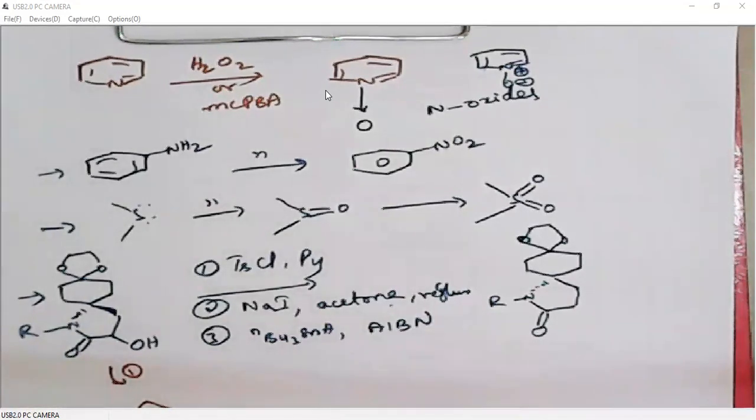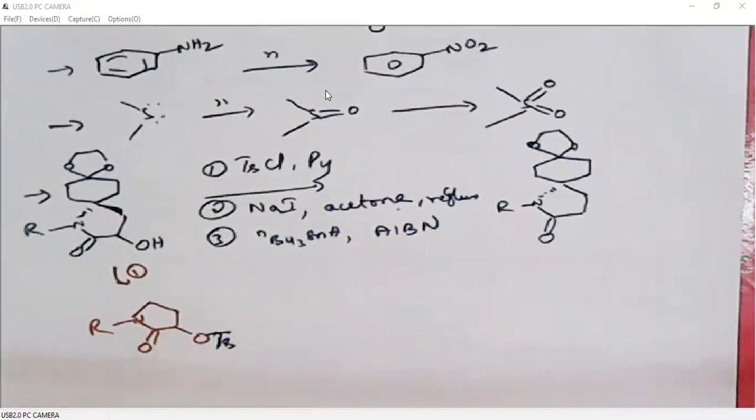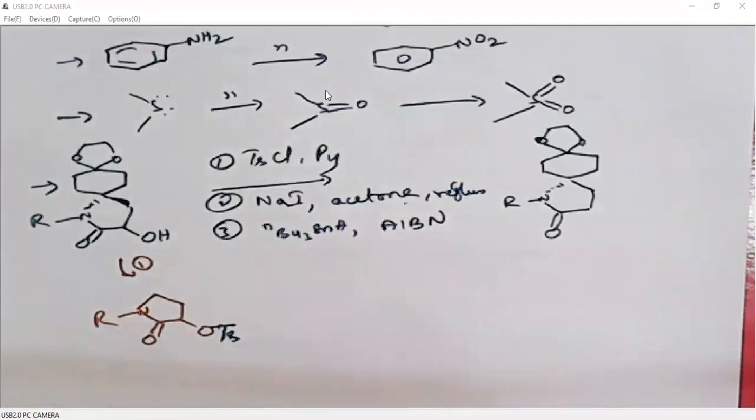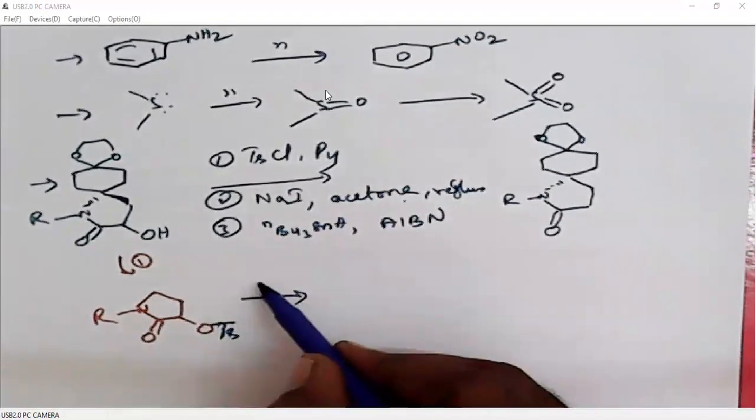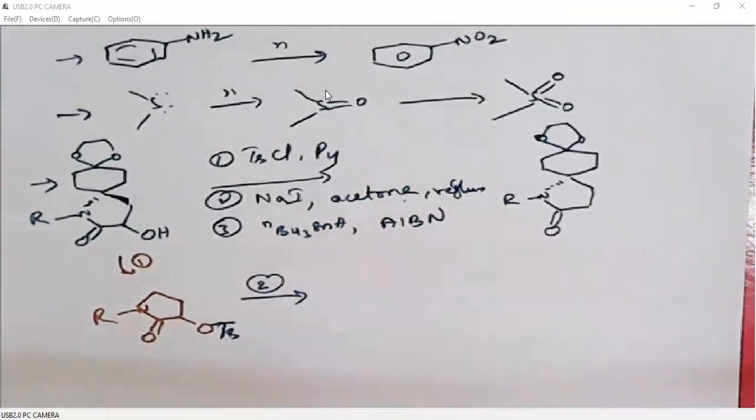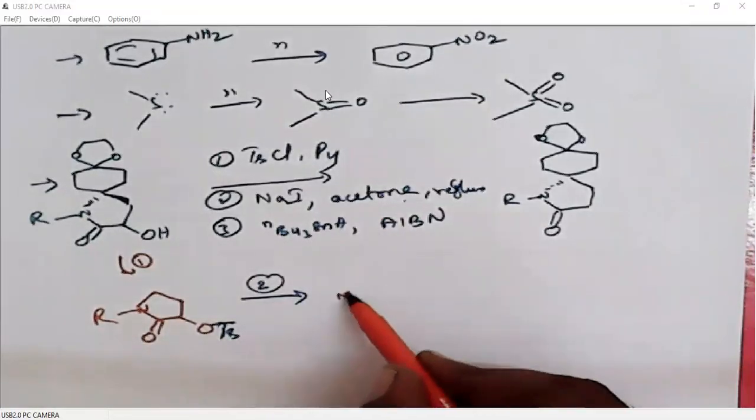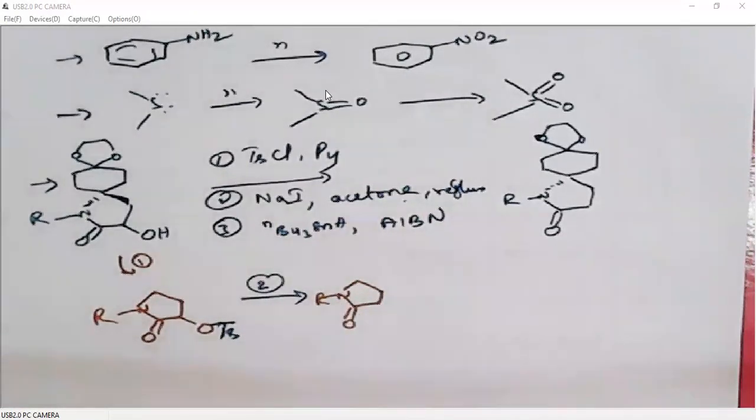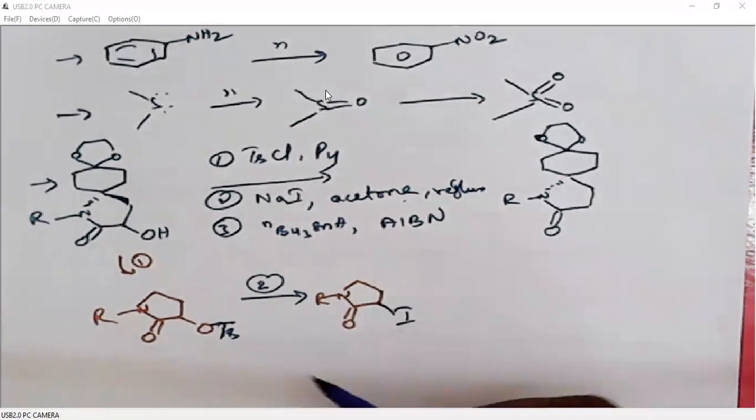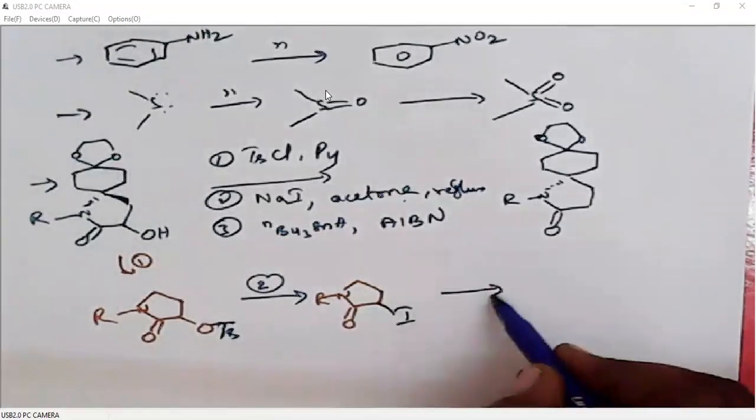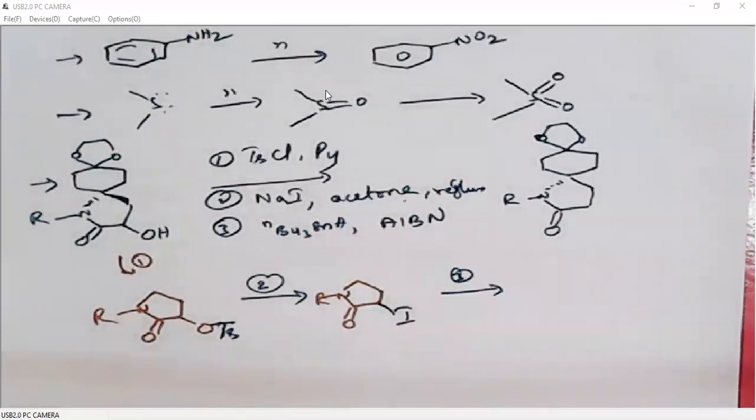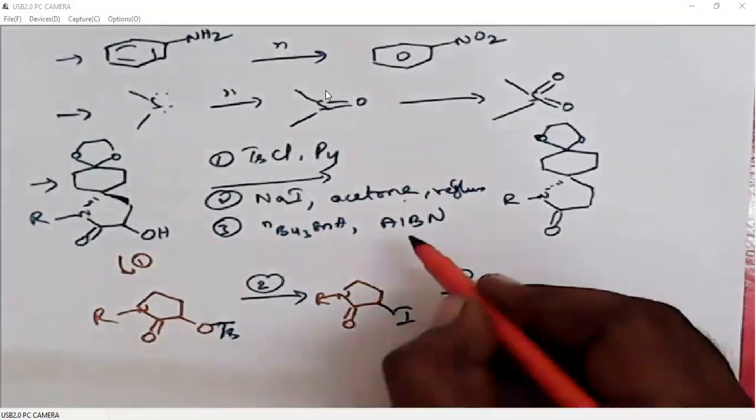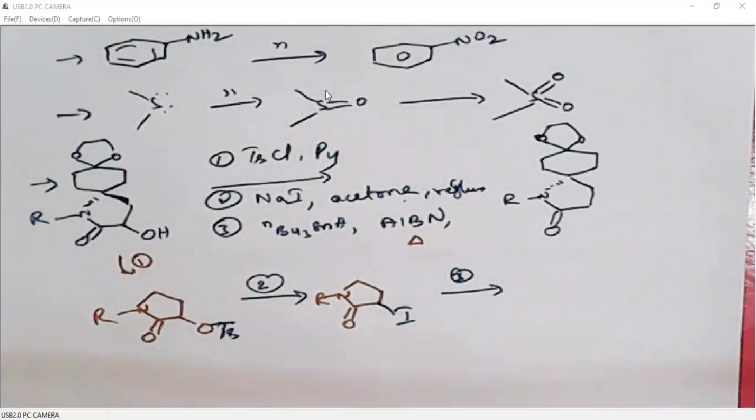So what happens? It becomes O-tosyl. I don't take all of them. When we treat that with the second reagent, what happens? This sodium iodide, now under reflux conditions, acts as a nucleophile. So I minus will replace O-tosyl. Then when we use the third reaction, what happens? AIBN, of course, when we heat this AIBN, I'll explain it.